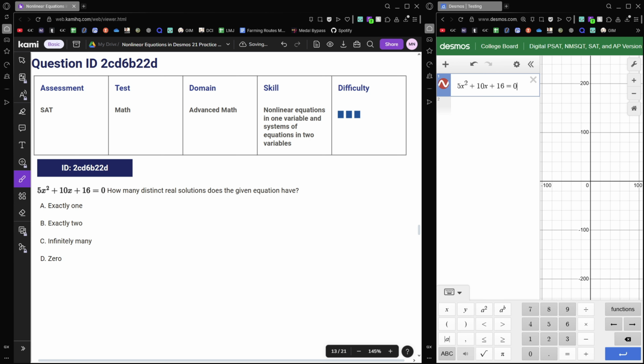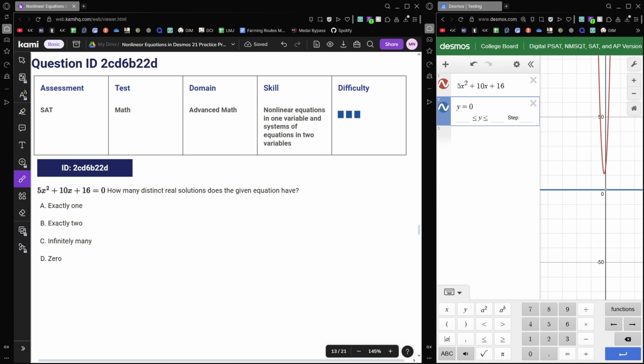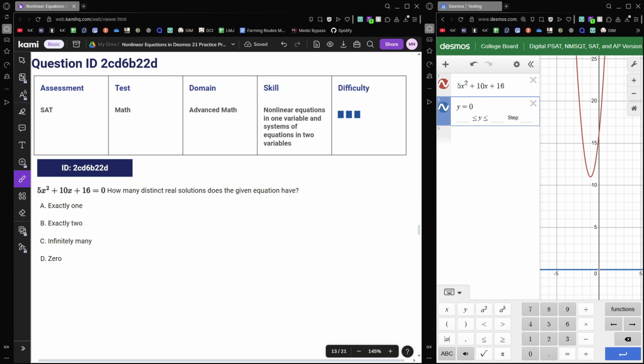Now if you wanted to, let's go ahead and type this equals 0 into its own line. And you notice that the line never intersects with the parabola, which means that once again there are no solutions, so the answer will be D, 0.